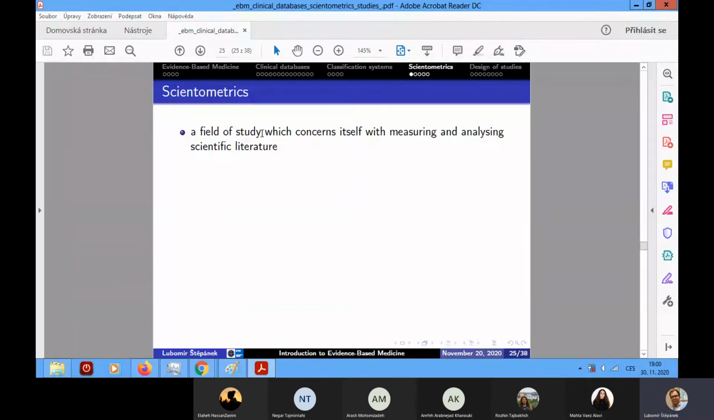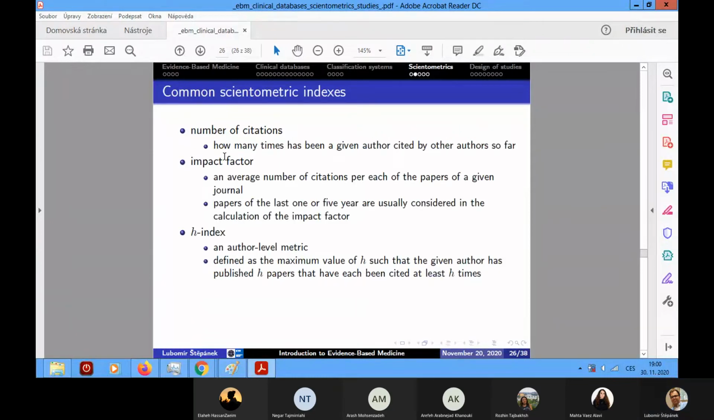So scientometrics is a field of science focused on measuring and analyzing scientific literature and scientific outputs. What are the common scientific indexes or metrics? The basic ones are simply the number of citations, impact factors, and the h-index, also called the Hirsch index. The number of citations is easy to understand.